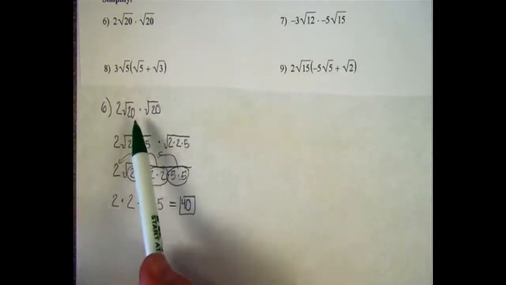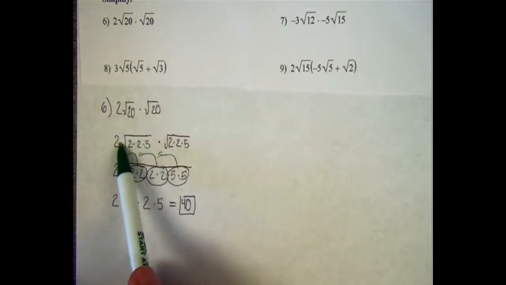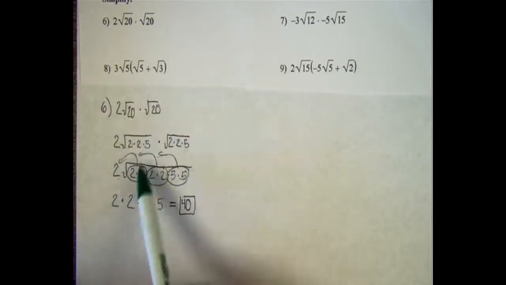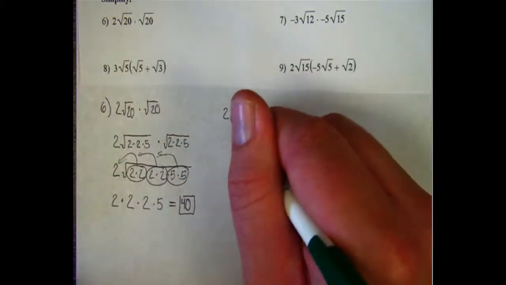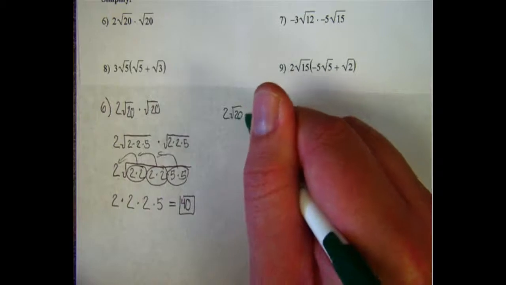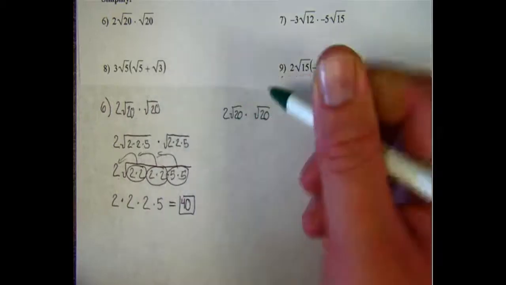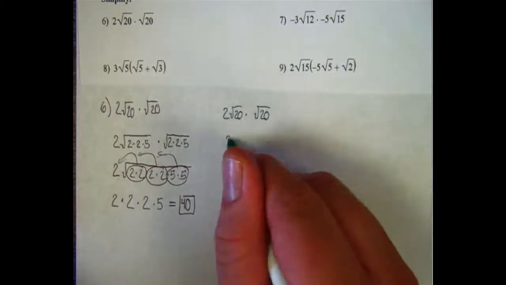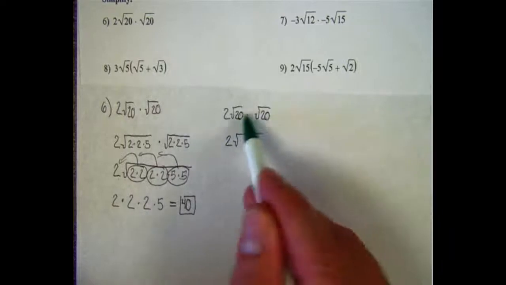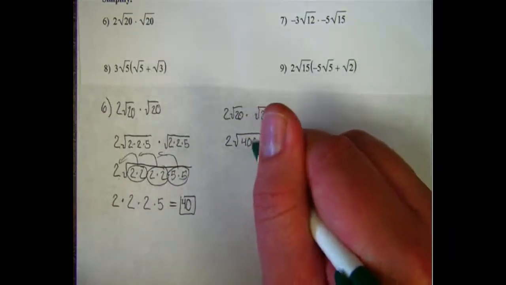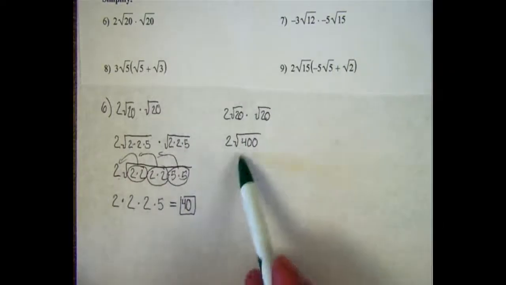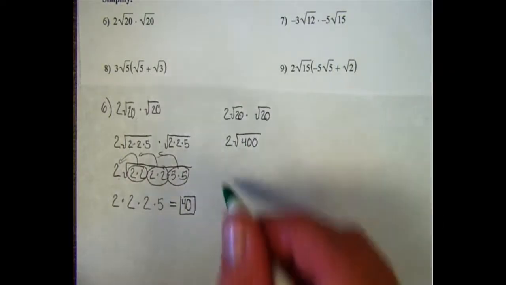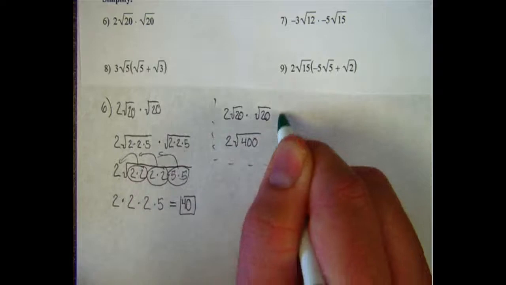So again, when I'm multiplying these, all I really did was I multiplied the coefficients, and then I multiplied the radicands, and then simplified the resulting one. So I'm going to show you 2 other quick ways you could have done this. You could have said that this was 2 times the square root of 20 times the square root of 20. Multiply coefficients gives you 2. Multiply the radicands, that gives you 400. And then simplify the square root of 400, which happens to be 20, which would give you this. So that's one alternate way of doing this.